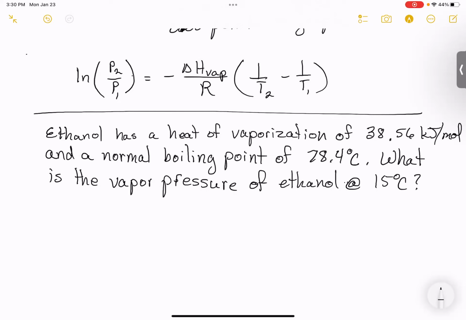Does that say 78.4 degrees Celsius? That says 78.4. My 7 did not look right. How's that?